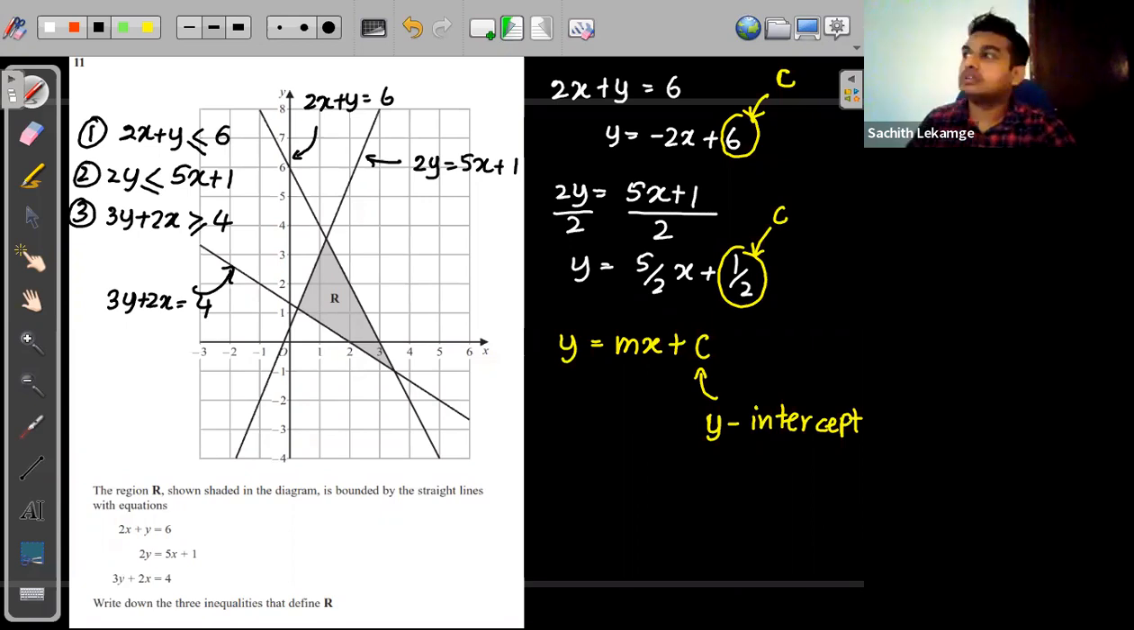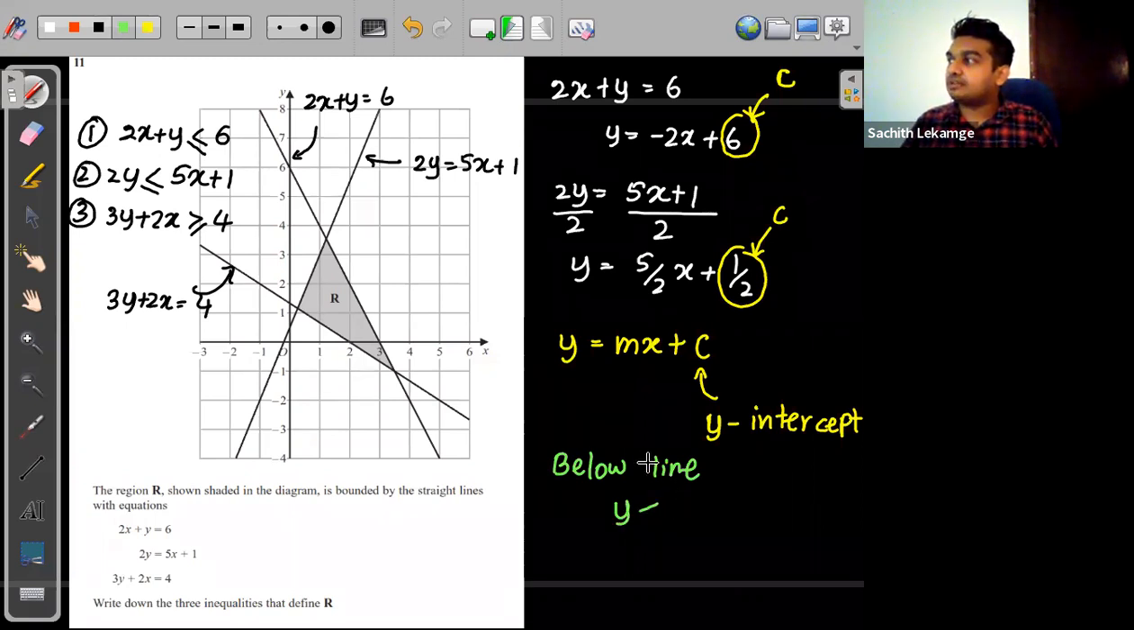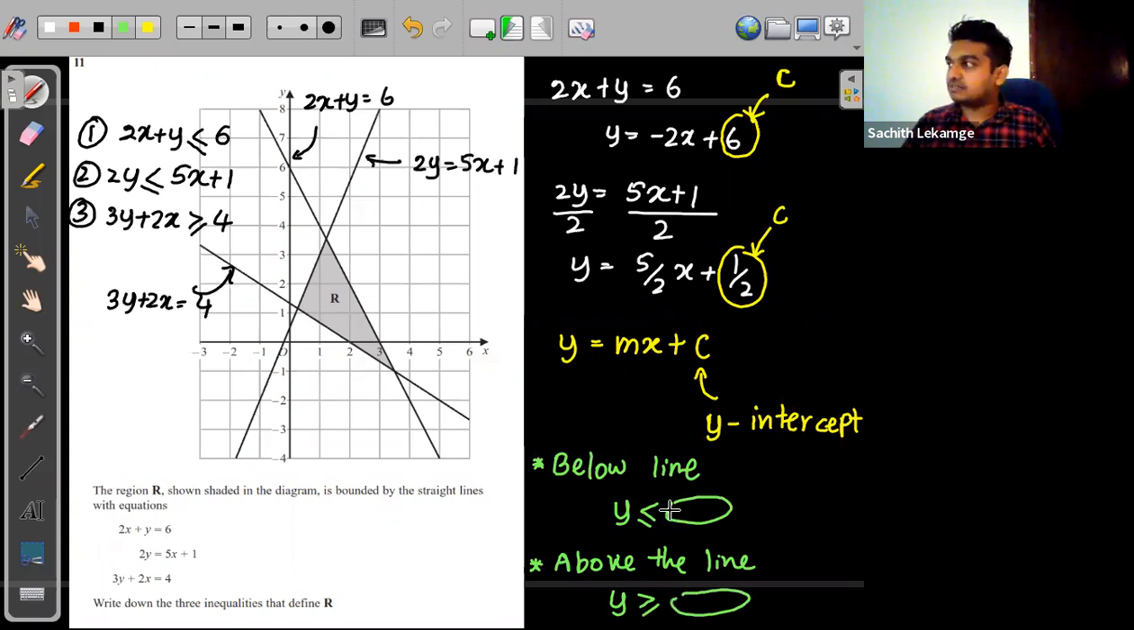I'm going to another question. Copy this down, this is a good question. What is the theory behind this? If you need, have a short note. Again, below the line, the y side should be smaller than the other values, whatever the values over here. Above the line, these values can be anything, right?